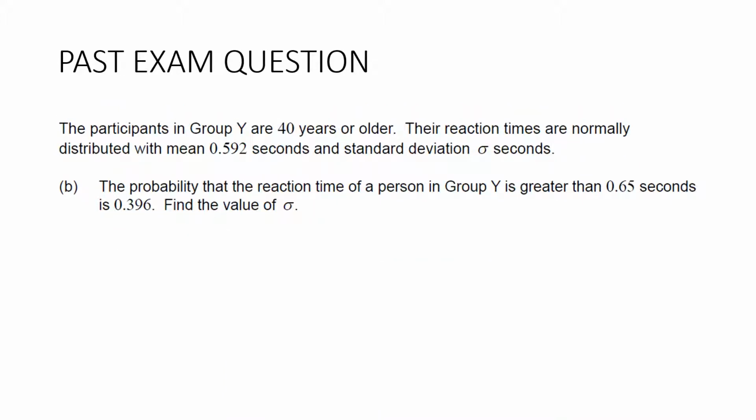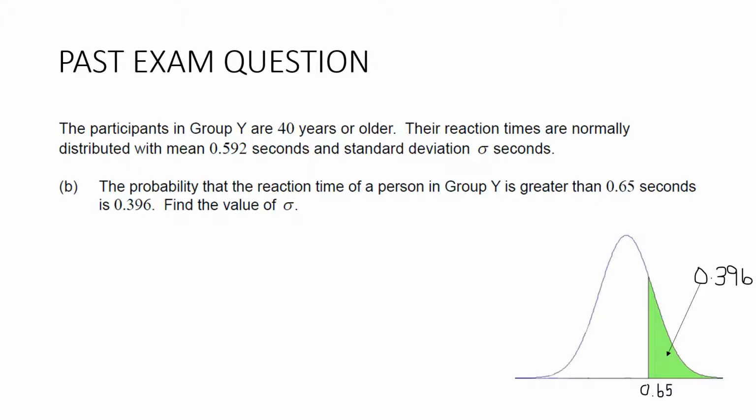B. The probability that the reaction time of a person in group Y is greater than 0.65 seconds is 0.396. Find the value of sigma. Now this is quite a difficult question. We have to get the z-score first and then convert it. So this is what it means.